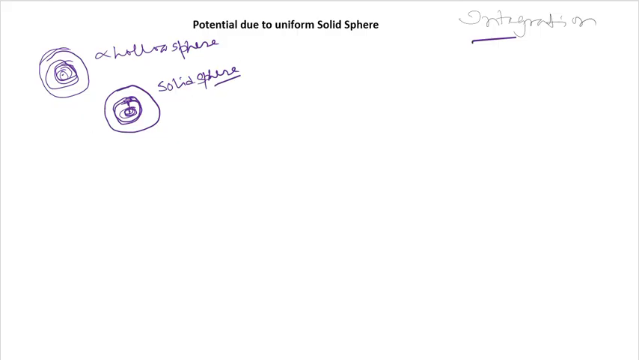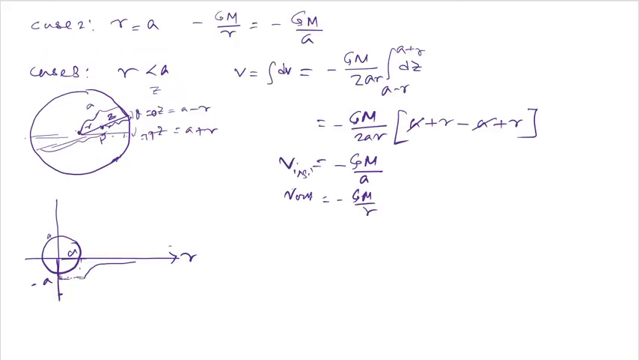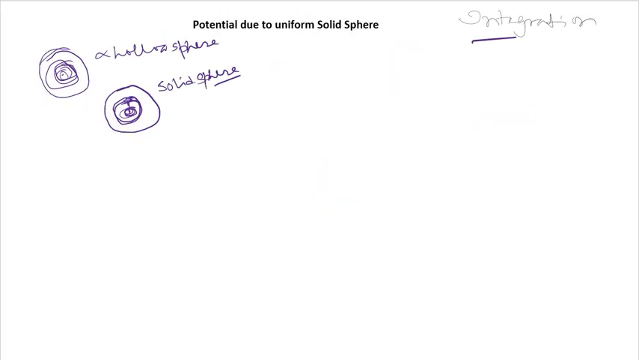And we have already calculated the potential due to a uniform thin hollow sphere, or thin shell. This is the inside and this is the outside. Let me write the formula here for the hollow sphere or thin shell. What is the formula we have come up with? The potential if r is greater than a. What is r and what is a? In the last video we discussed: r is the distance of the point from the center of the sphere, and a is the radius of the sphere.